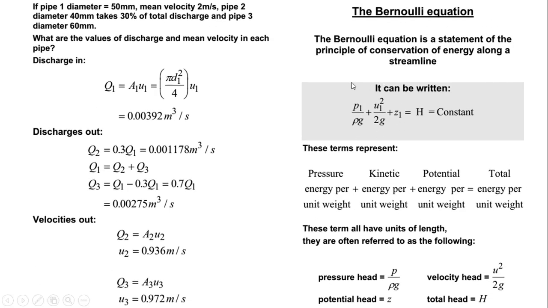So when you play around with those equations, you are going to get p1 over rho g plus u1 squared over 2g plus z1 should be equal to a constant. So we define these terms: p over rho g is known as the pressure head, then u squared over 2g is known as the velocity head, then z is the potential head, and h will be the total head.